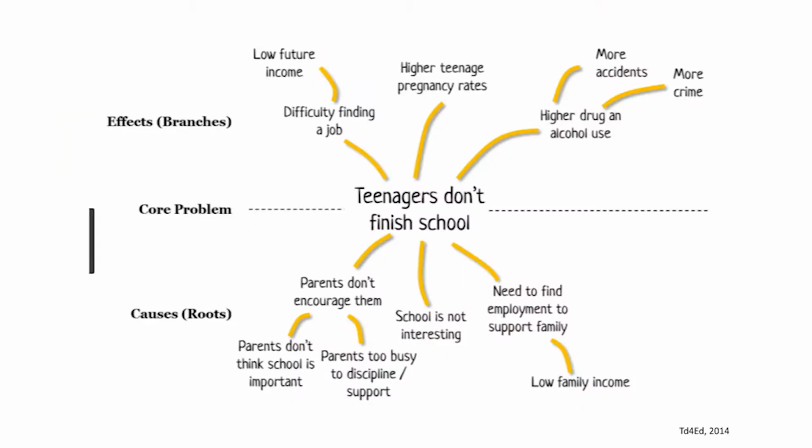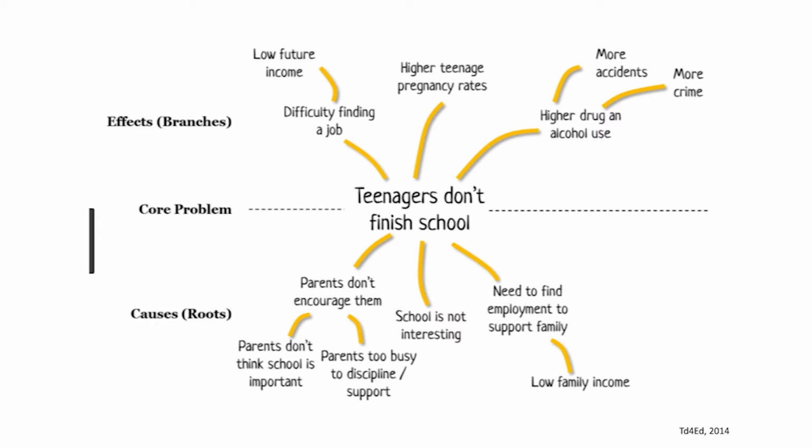Here's an example of quite a simple issue tree. The core problem is that teenagers don't finish school. If we go first to the causes level, there are various reasons why teenagers don't finish school. For example, parents don't encourage them, school is not interesting, or there's a need to find employment to support the family. And you see that there are also some secondary causes. For example, the reason that there's a need to support family is because there's a low family income. Or the reason that parents don't encourage them is because parents don't think school is important.